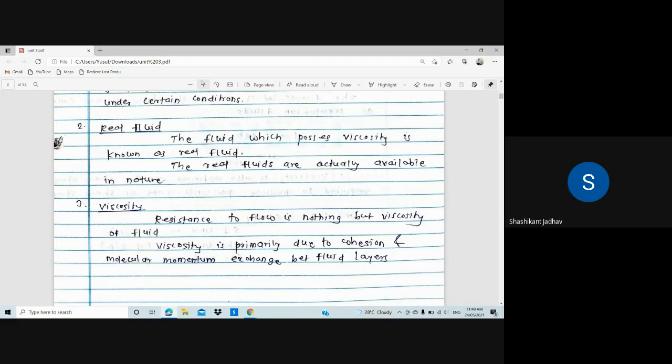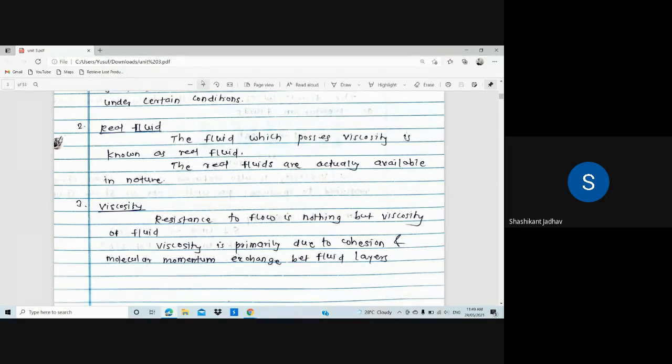Full stop. Next line. The real fluids are actually available in nature. Okay, so this is about the real fluid.